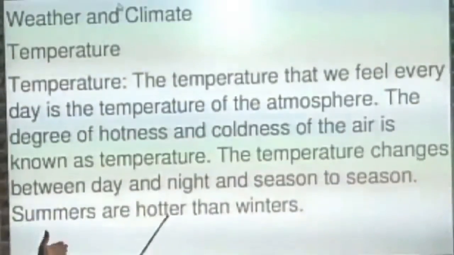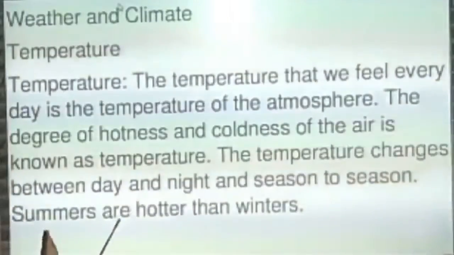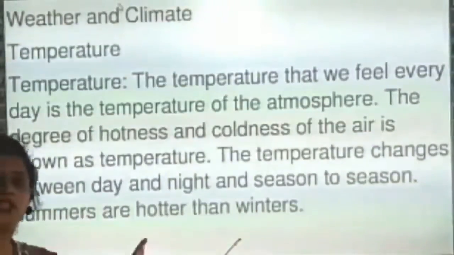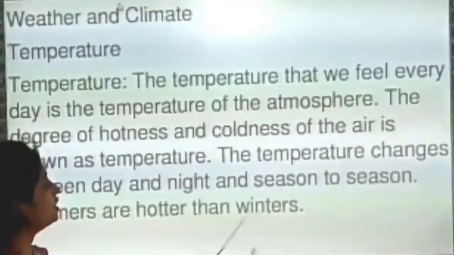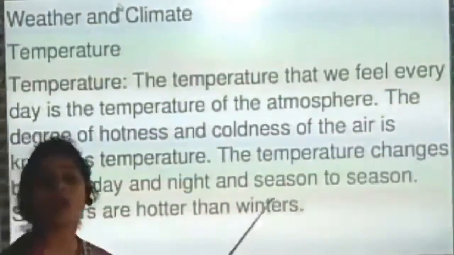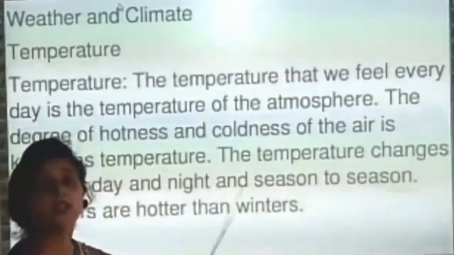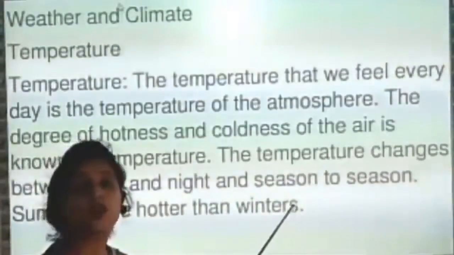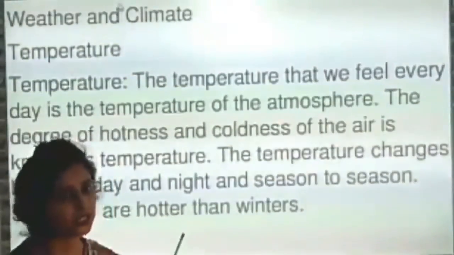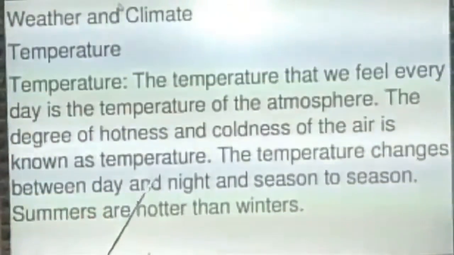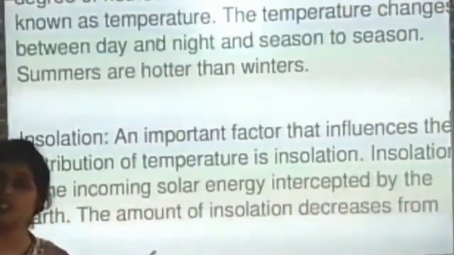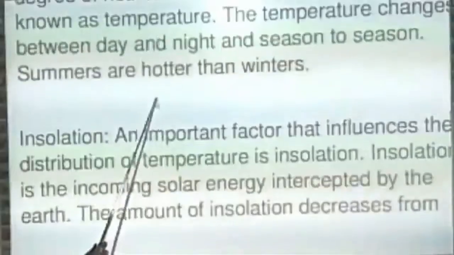If we are talking about the daytime, the temperature was hot, and at night time what happened? The temperature cooled down. And season to season also, in the summer season what happened? The temperature was very hot, and in winter time coolness is there. So these are called the temperature. Summer is hotter than the winter. You all know summer is hotter than the winter.